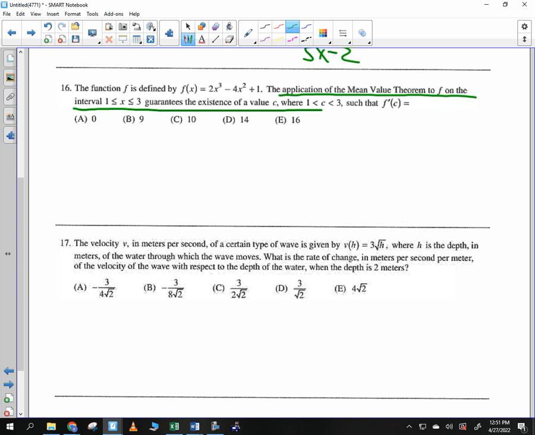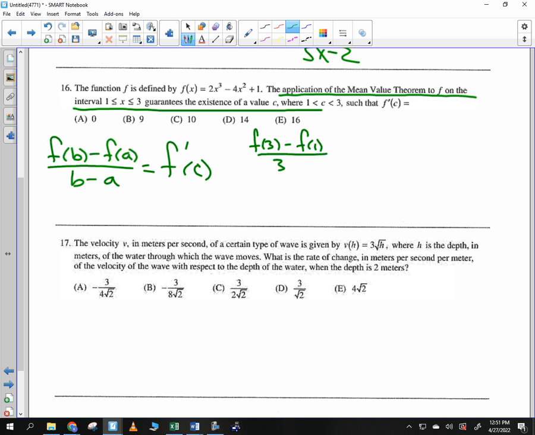Can somebody tell me the mean value theorem? f of b minus f of a over b minus a is equal to f prime of c. So all it's asking you to do is find f prime of c. f prime of c is equal to that, which is simply slope, average rate of change. That's all they're asking you to do. So what I want to do is plug in 3. So I'm going to do f of 3 minus f of 1 divided by 3 minus 1. That's all I'm asked to do there.